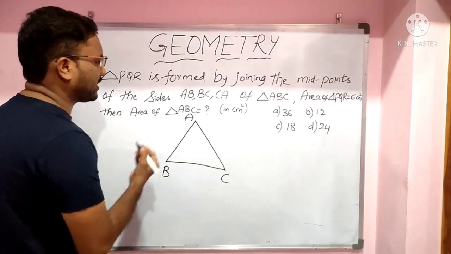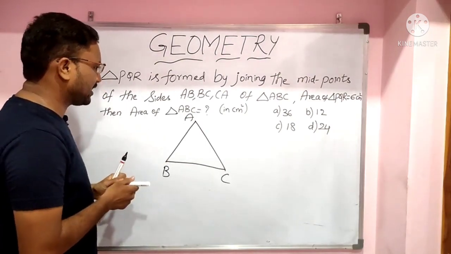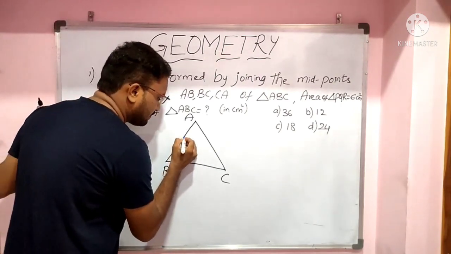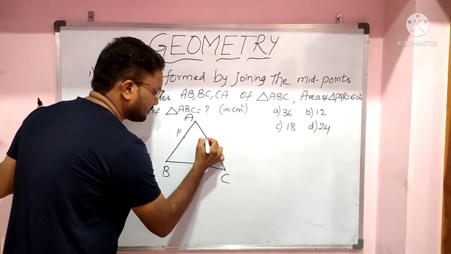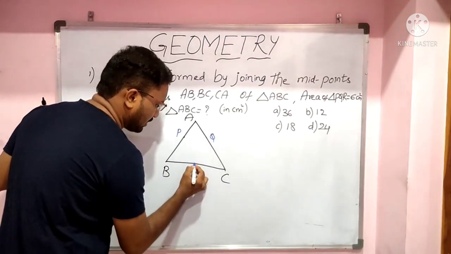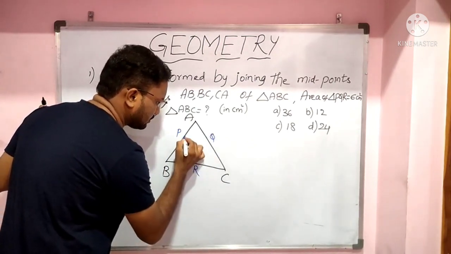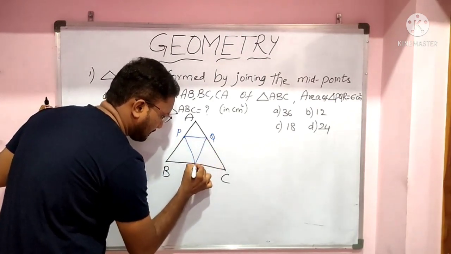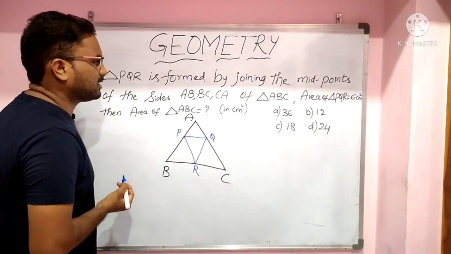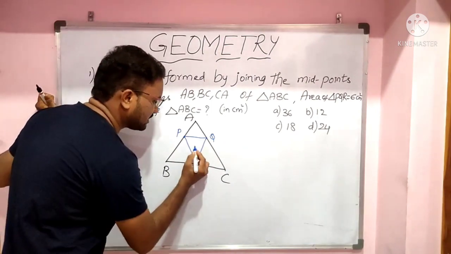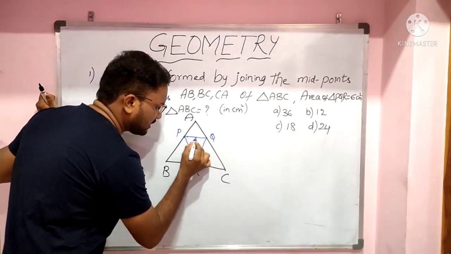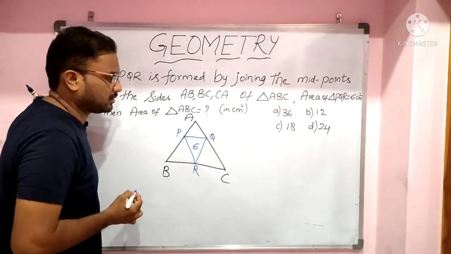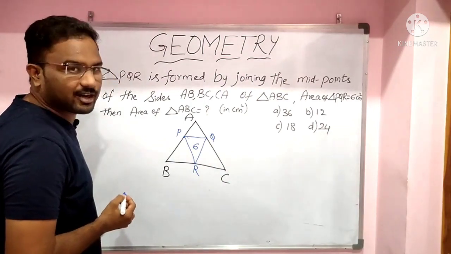In this triangle, the triangle is formed by joining the midpoints of these sides. Let's say this is P, this is Q and this is R. The area of triangle PQR is 6 centimeter square, and we need to find the area of triangle ABC.